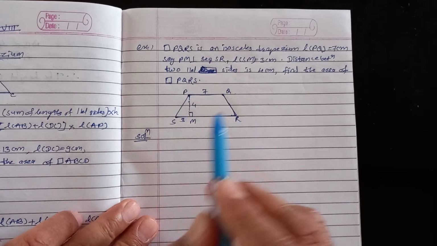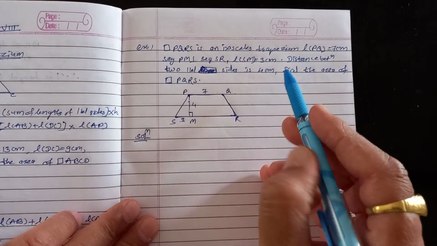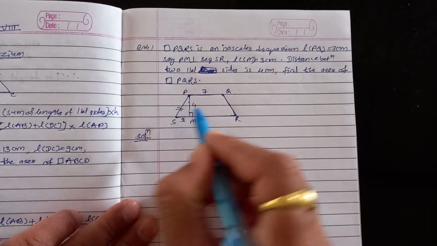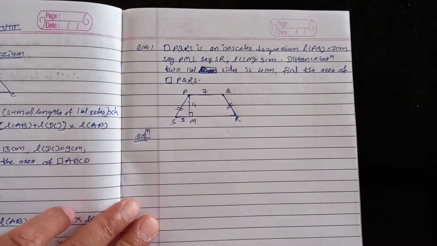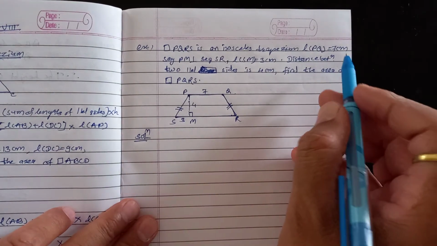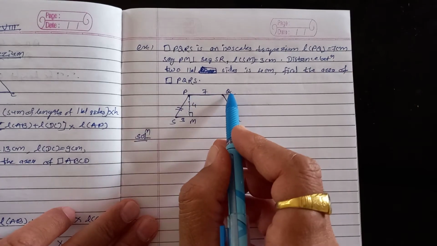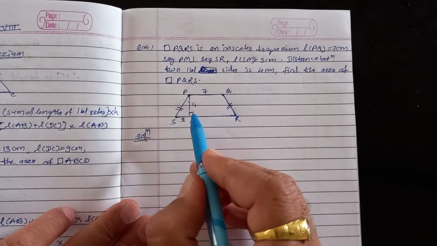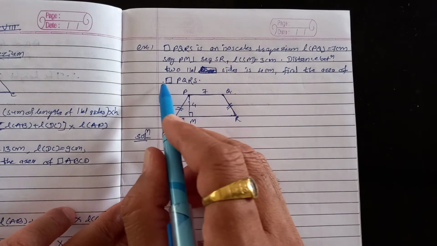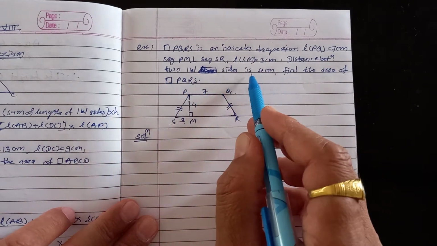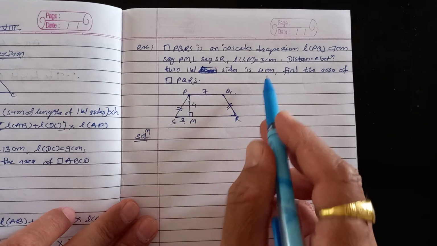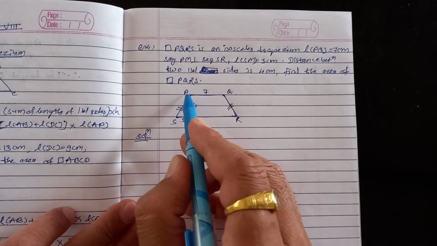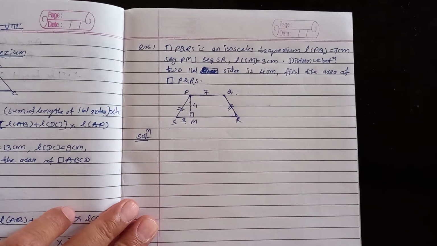PQRS is an isosceles trapezium. Isosceles means these non-parallel sides are congruent. Okay. Then PQ is 7. PM is perpendicular to SR, and SM is 3. Then this is the distance between the two parallel sides, and this perpendicular is 4 centimeter. Find the area of quadrilateral PQRS.